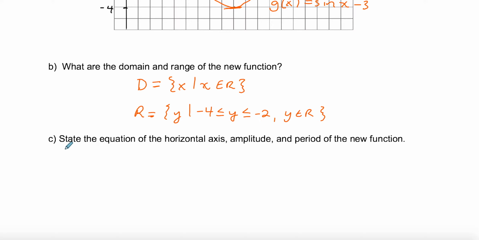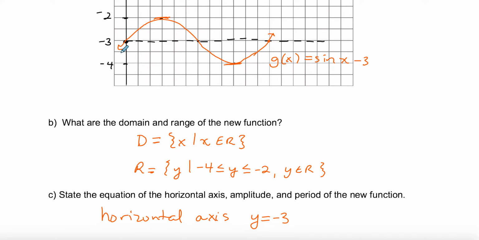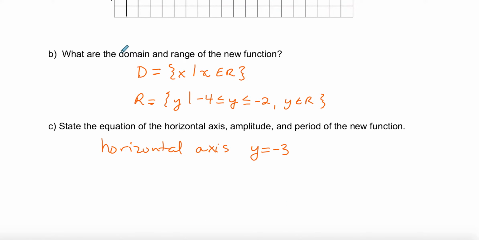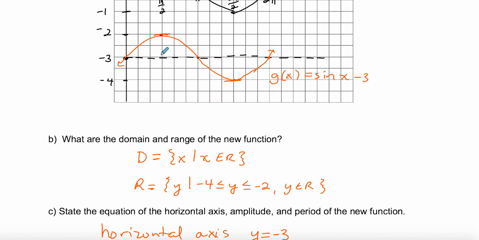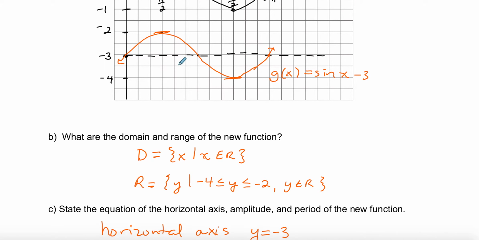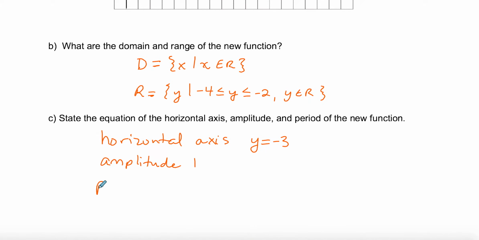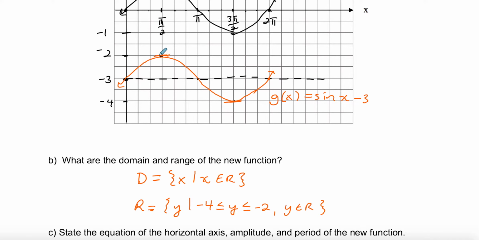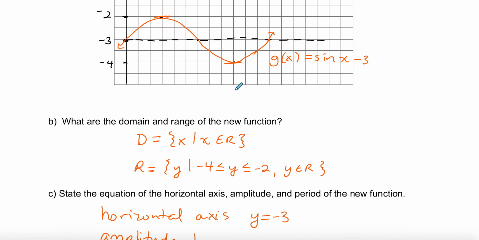Then state the equation of the horizontal axis, the amplitude, and the period of the new function. The horizontal axis is at y equals -3, because this becomes the axis for our function. The amplitude is going to be 1, because this is still only going up 1 unit to the maximum point from the horizontal axis. And the period is still one cycle, starting at 0 and finishing in 2 pi radians, or 360 degrees.